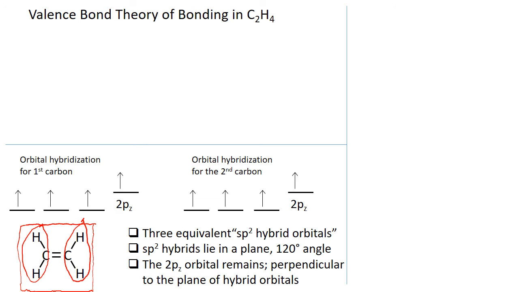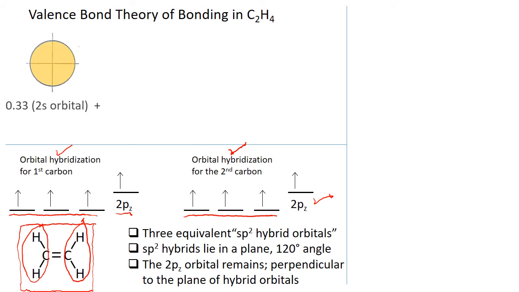So let's look at the orbital hybridization that occurs for each carbon. One of my carbons, the carbon on the left, is going to have its sp2 hybrid orbitals. So here are those three sp2 hybrids, plus the remaining pz. The same is going to be true for the orbital hybridization on the second carbon. Here are my sp2 hybrid orbitals. There's the pz right here. So orbital hybridization of both of them is the same.